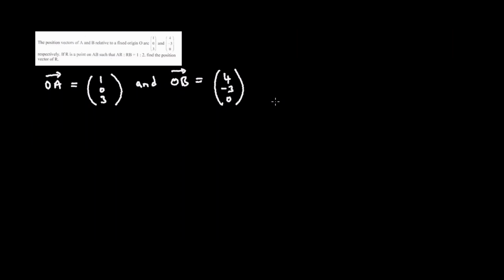There are three-dimensional vectors x, y, z. If R is a point on AB, saka we have AB. Anditika? Satukubva kuna A, tienda kuna B. This is the vector we have AB.